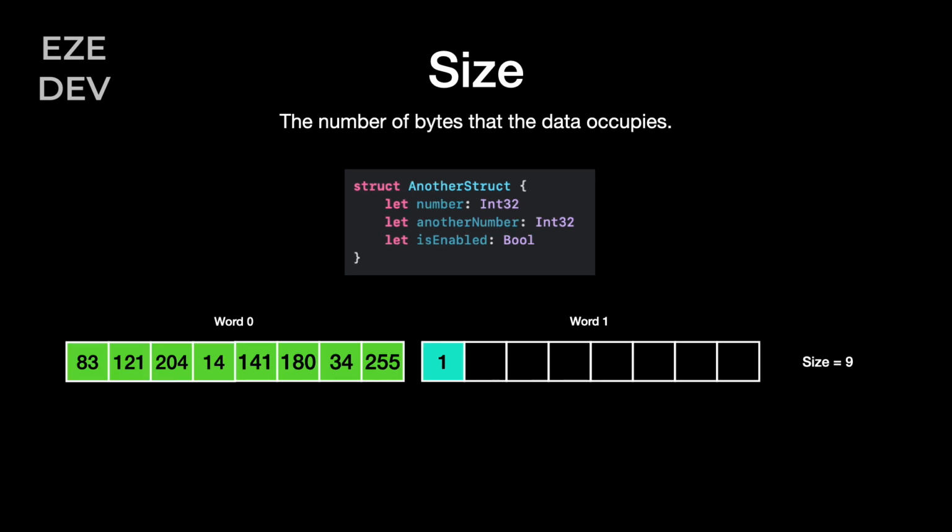Let's complicate this example. Here is a new struct called AnotherStruct. Its first property has an Int32 type, the second property also has Int32 type, and the third property is boolean. The first two properties together occupy 8 bytes, and the boolean property occupies only 1 byte. Hence, the size of our structure is 9 bytes. Note that the structure doesn't fit a single word. It occupies one full word and 1 byte from the second word. Therefore, we'll have to read the structure in two memory accesses. With the first memory access, we'll read the first word, and with the second memory access, we'll read the second word.